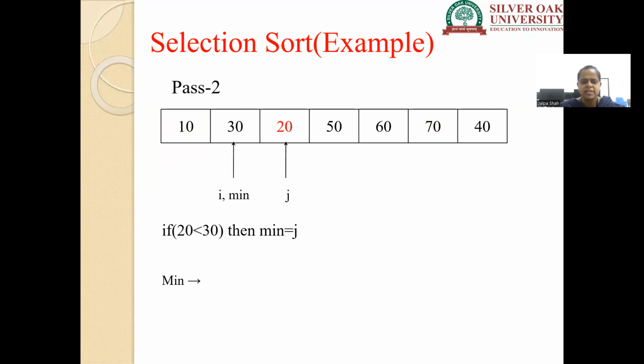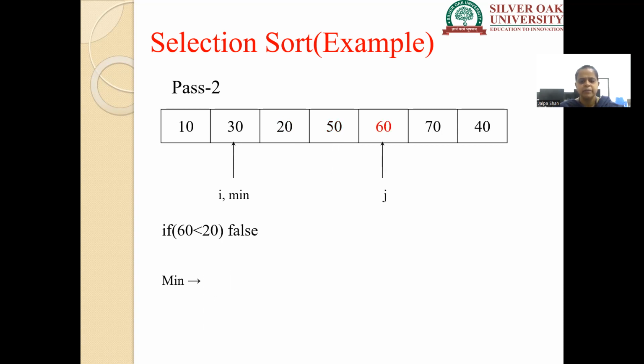Now we assign the i and min pointers to index 1, that is the 30 element, and j, which is greater than the index of i and min by 1, is assigned to index 2, which is the 20 element. Again we repeat the same process. If 20 is less than 30, then min equals j, so minimum equals 2. Now 50 is less than 20, the condition becomes false, so minimum remains 2 only.